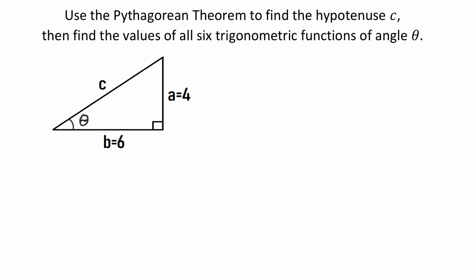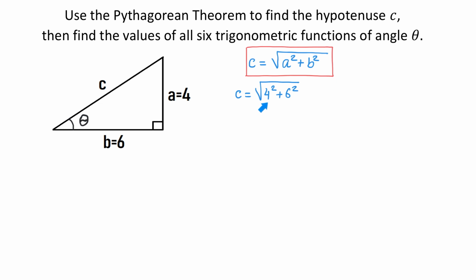Now, from the Pythagorean theorem, side C is equal to the square root of A squared plus B squared. From here, side C equals square root of 4 squared plus 6 squared. Then 4 squared is 16, and 6 squared is 36, and 16 plus 36 will be 52. Then C will be equal to square root of 52.